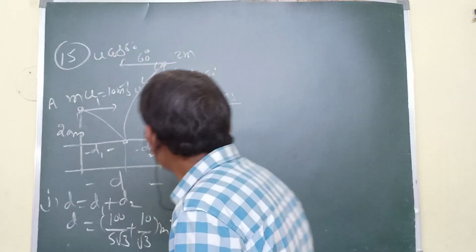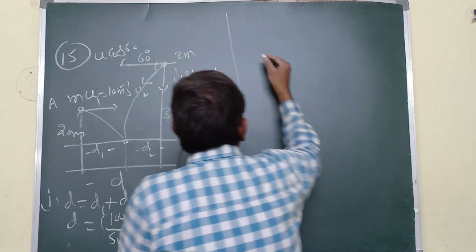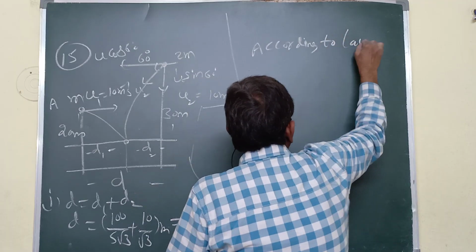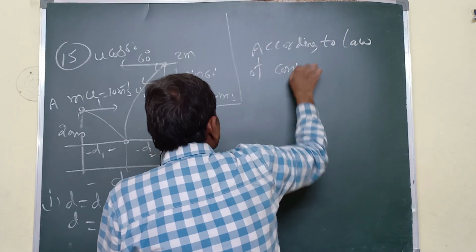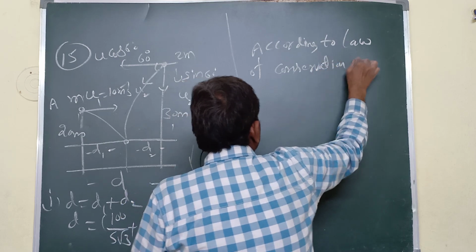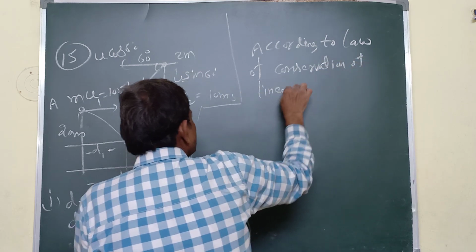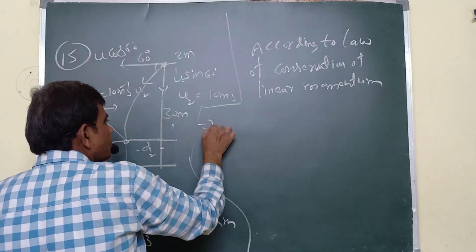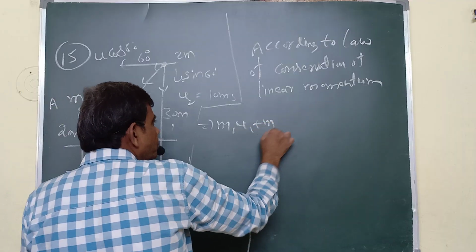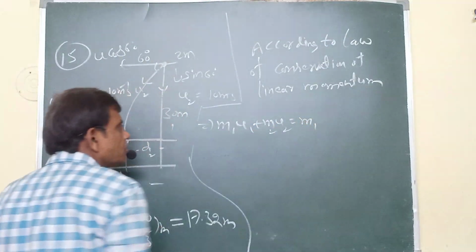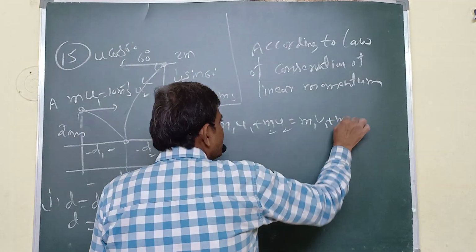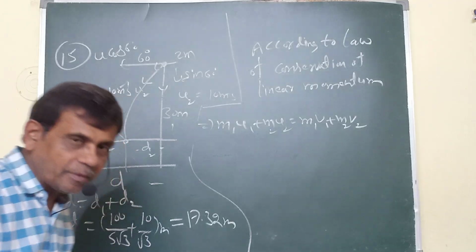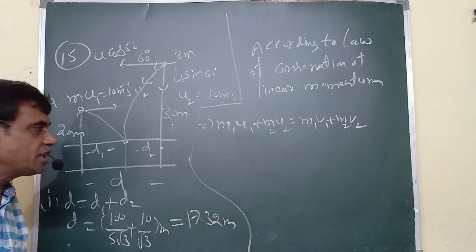So, according to law of conservation of linear momentum, what is the formula generally? m1 u1 plus m2 u2 equals m1 v1 plus m2 v2. If the external net force is 0, before collision total momentum equals after collision total momentum. That is called law of conservation of linear momentum.